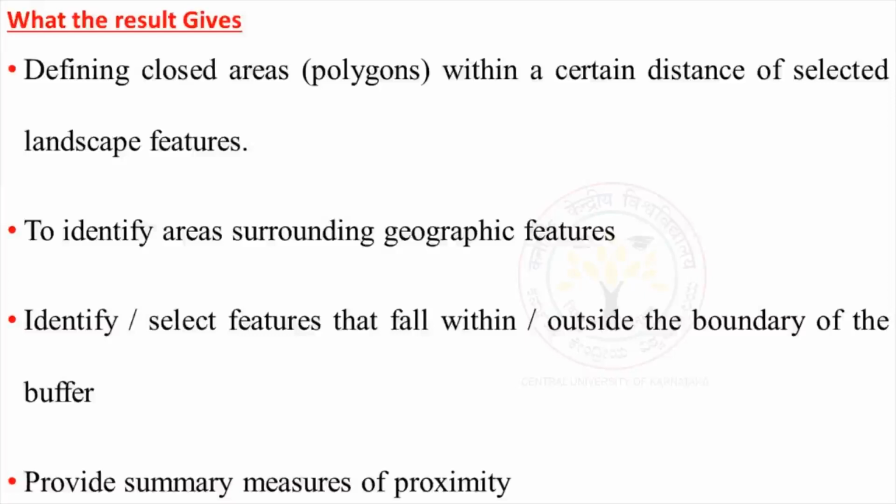The result of a buffer provides defined closed areas within a certain distance of a selected landscape feature, and helps to identify areas surrounding geographic features, identify or select features that fall within or outside the boundary of the buffer area, and it provides summary measures of proximity.